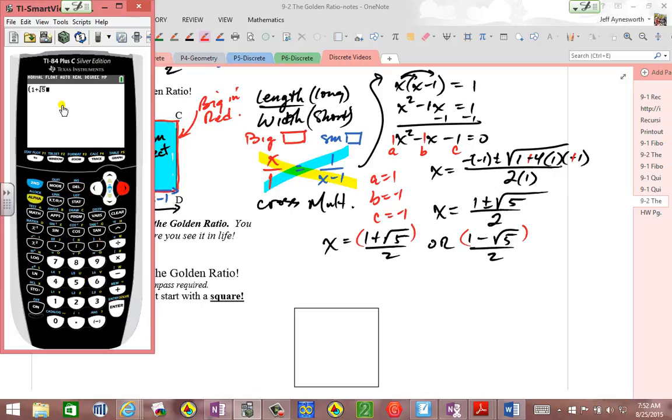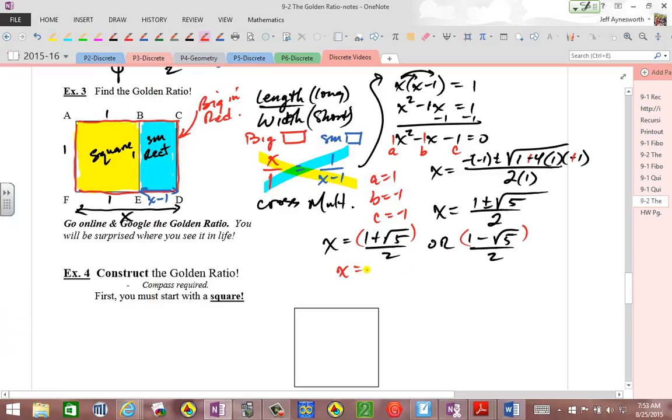Got to get out of the root right there. Okay, so use the right arrow key, then close it off, then divide by 2. You notice it's about 1.618, which we already know. So x is 1.618. There's phi. All right, there's your golden ratio.